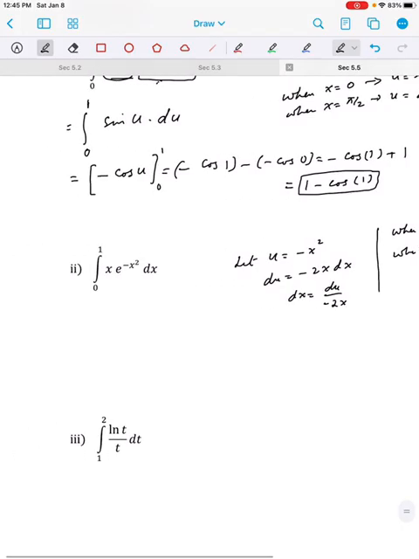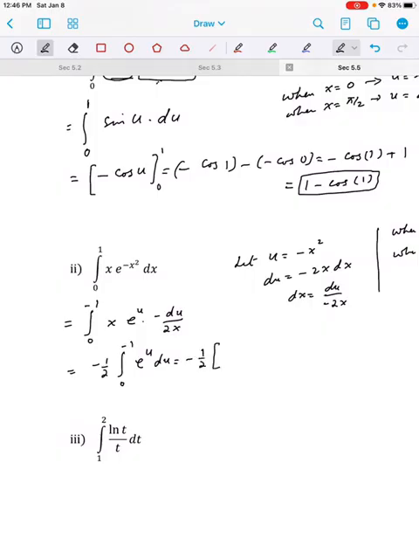Okay, so now we go back and do the substitution. So we have 0 to negative 1, x e to the u times negative du over 2x. So the x and x will get cancelled. The negative 1/2 can be pulled out. 0 to negative 1 e to the u du.